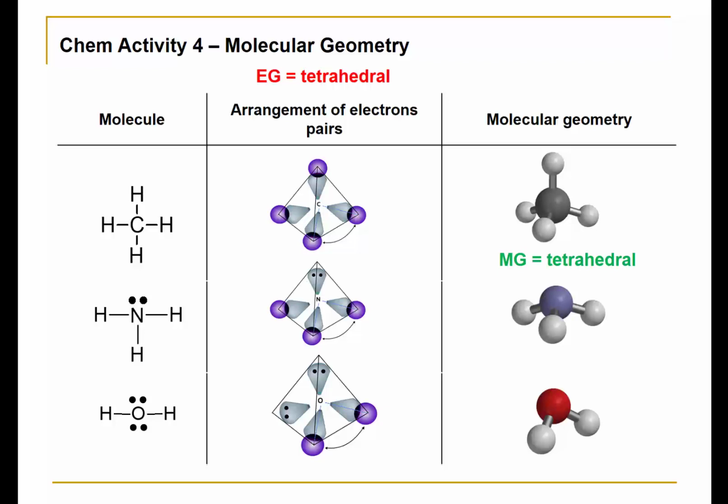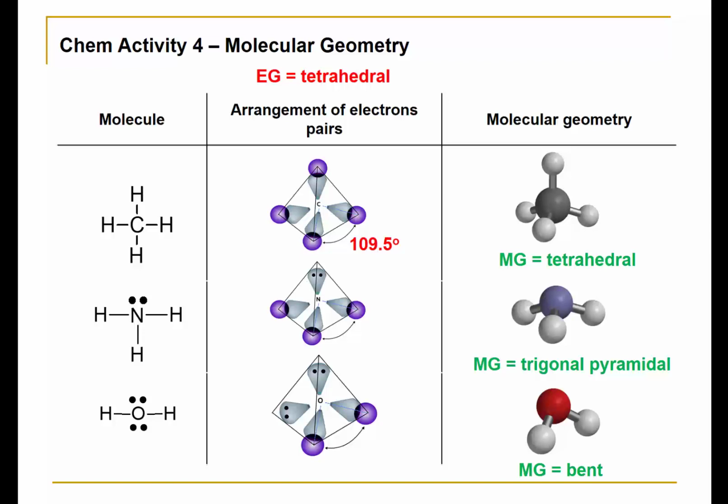The molecular geometry, however, for ammonia would be trigonal pyramidal. So that lone pair of electrons does influence the overall geometry, but it's not actually seen, if you will, in the molecular geometry. And finally, the water would have a bent molecular geometry. We should talk a little bit about bond angles. And so for methane, of course, we would expect the hydrogen-carbon-hydrogen bond angle to be what's typical for a tetrahedral, and that's 109.5.